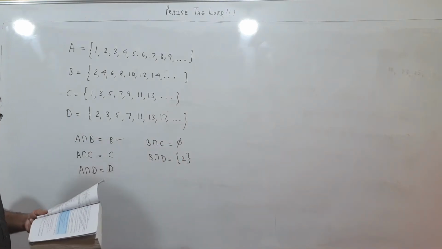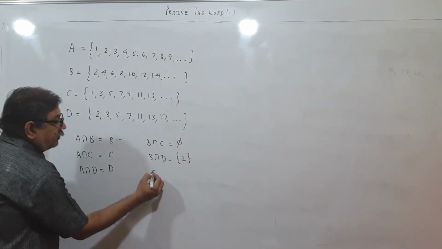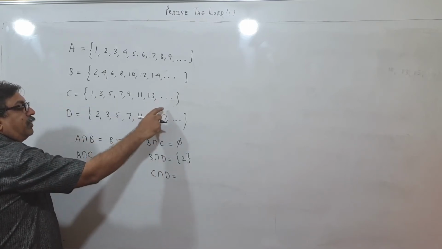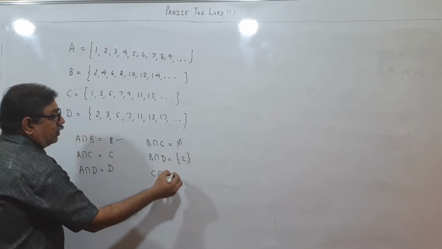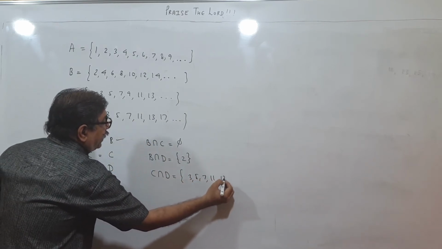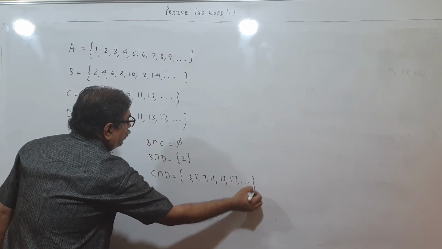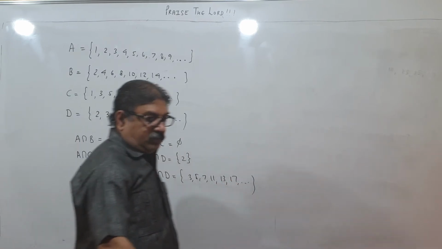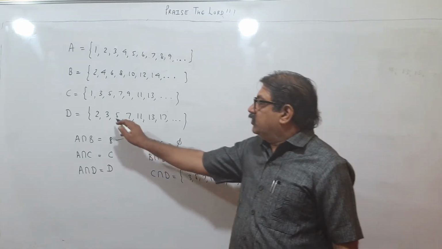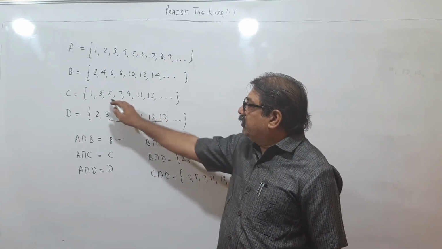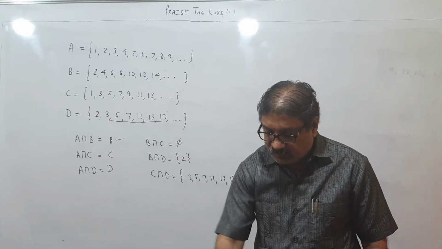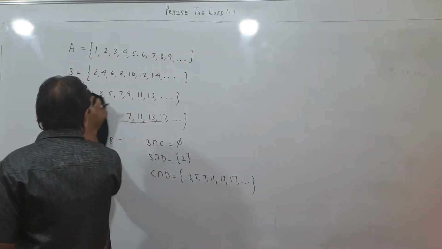Only one element common. C intersection D. These two. Here all odd prime numbers are there, and over here these. So what will be the intersection? It will be 3, 5, 7, 11, 13, 17, dot dot dot. This way we will get intersection. So all these elements of D will be there because all these elements are already present. 2 will not be there because 2 is there but not here. Okay.